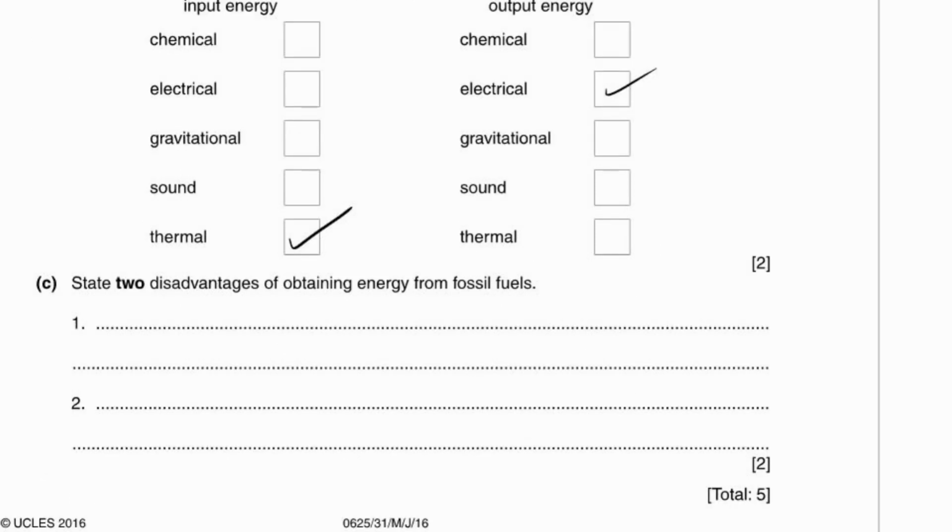Part C. State 2 disadvantages of obtaining energy from fossil fuels. Well, 1, atmospheric pollution. And 2, well, this is obtaining energy from fossil fuels, so these are non-renewable.